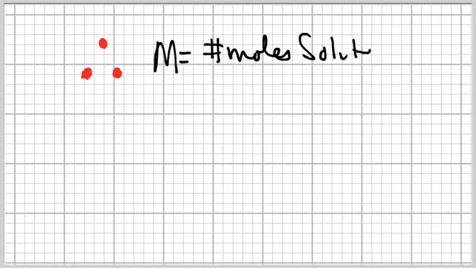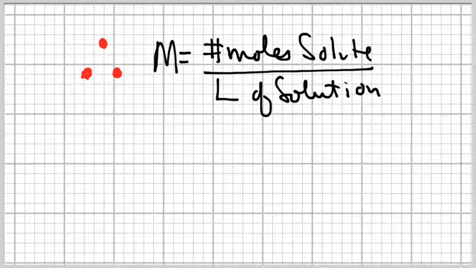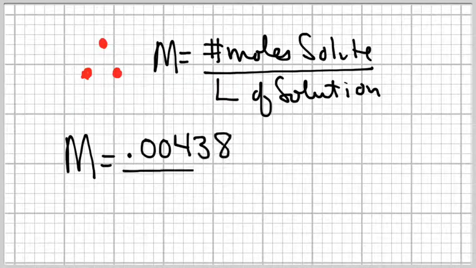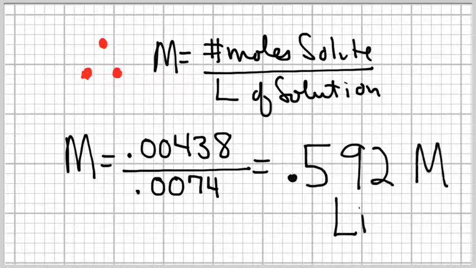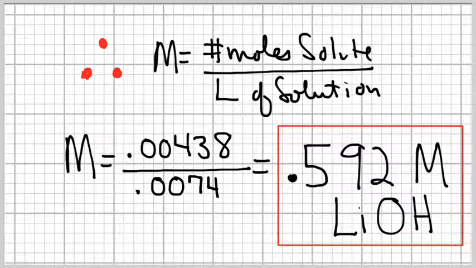Now I want to use my definition of molarity and apply it to the lithium hydroxide solution. I now have the number of moles of solute. From my data, from my performance of the titration, I also know the volume. So I plug those values into my formula, and I can see that since I needed so many fewer milliliters of lithium hydroxide, it had to be more concentrated, and it turns out to be 0.592 molar lithium hydroxide.